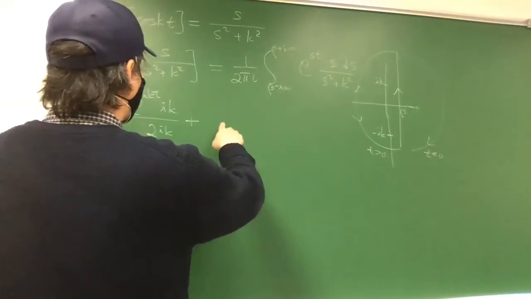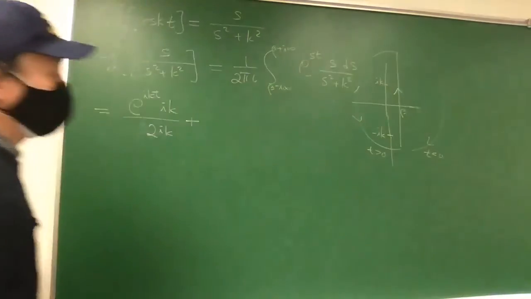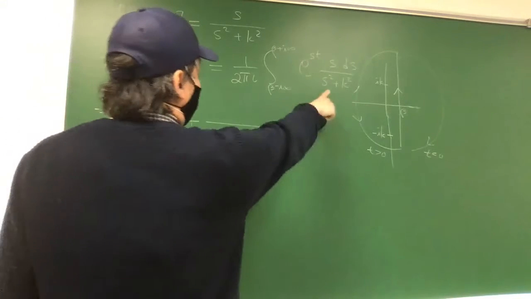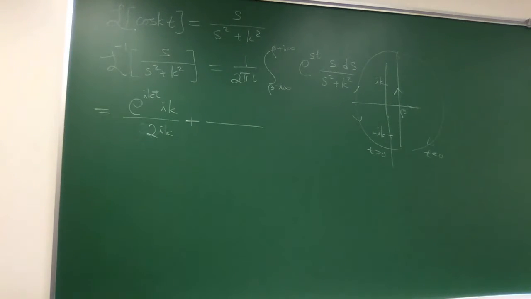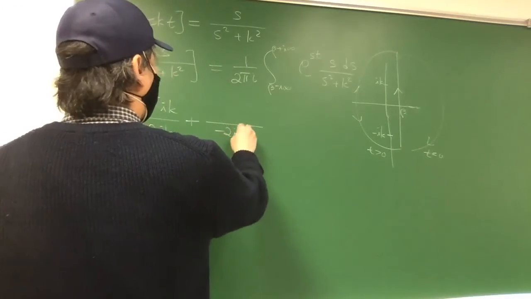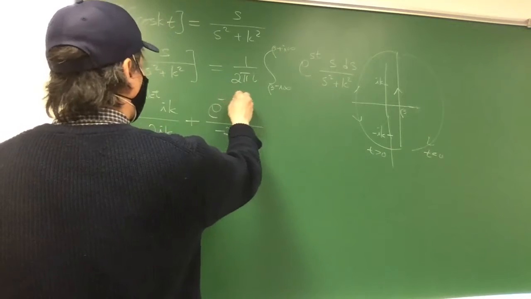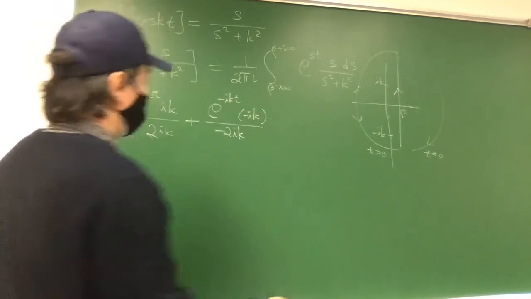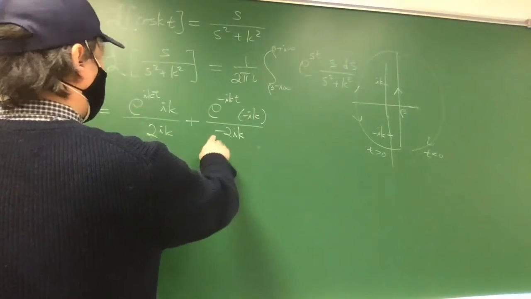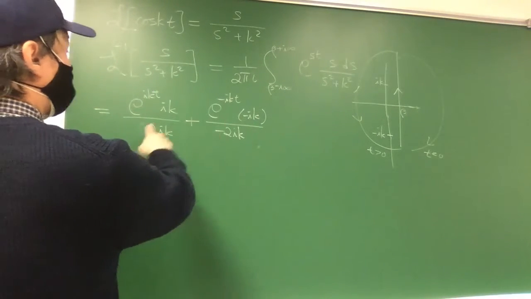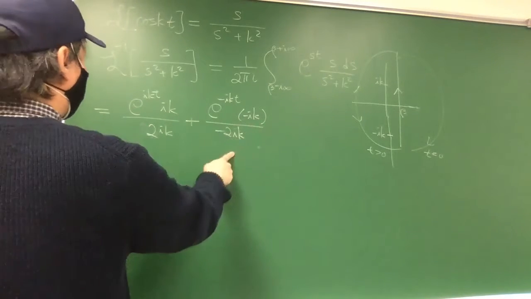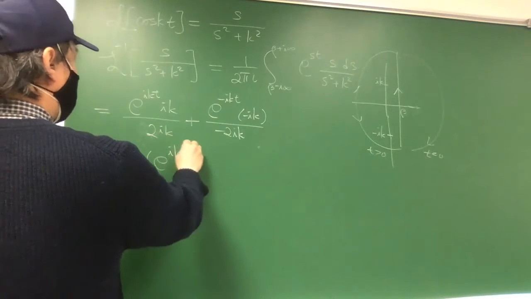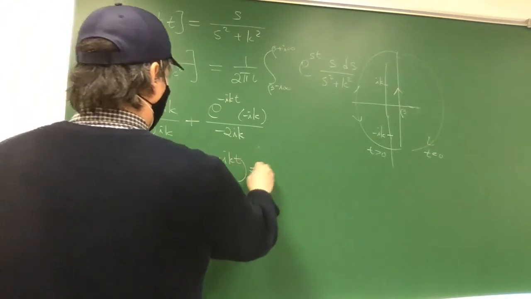Now the second one is the pole at s equals minus ik. You multiply by s plus ik, so what is left in the denominator is s minus ik, and at s equals minus ik that is minus 2ik. Then you have e to the minus ikt, and s is minus ik. These two minus signs cancel, so the coefficients are the same, k and i cancel, and you get one half e to the ikt plus e to the minus ikt, which is cosine kt.